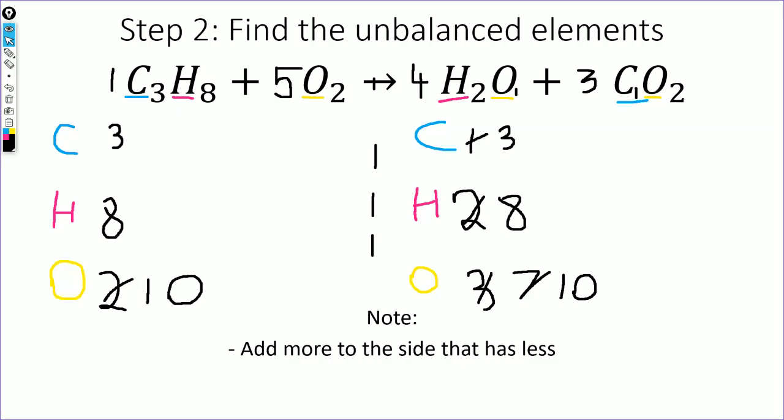What you want to do is add more to the side that has less. Whenever you find something that's not balanced, you add more to the side that has less. You don't just add more carbons though. The way you increase the number of carbons on the smaller side is by changing the coefficients. You don't add the coefficients. You only change the coefficients.